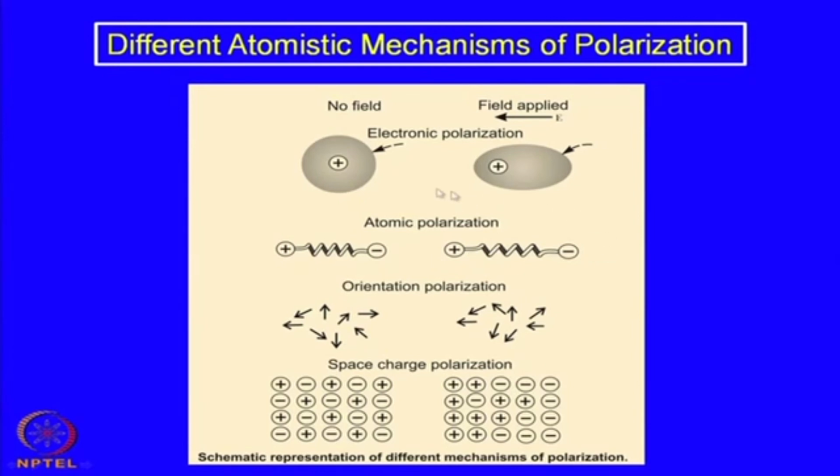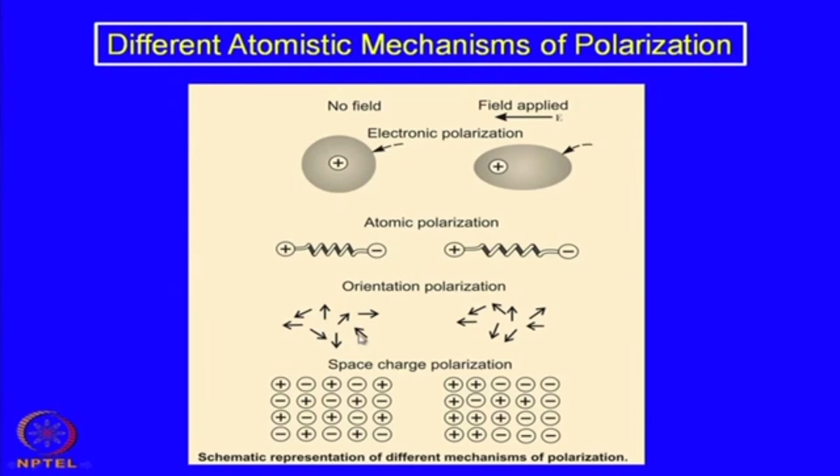So, this is atomic polarization, or sometimes also called ionic polarization, because if there are ions, it actually happens between the ions. This is an anion and this is a cation. So, it is more of an ionic polarization, but it is taking place at the atomic level, a pair of atomic level.